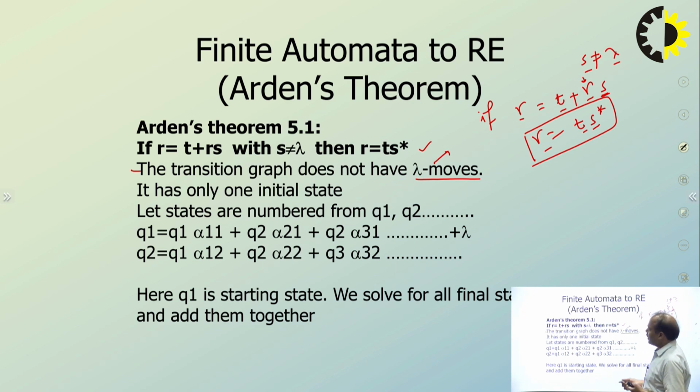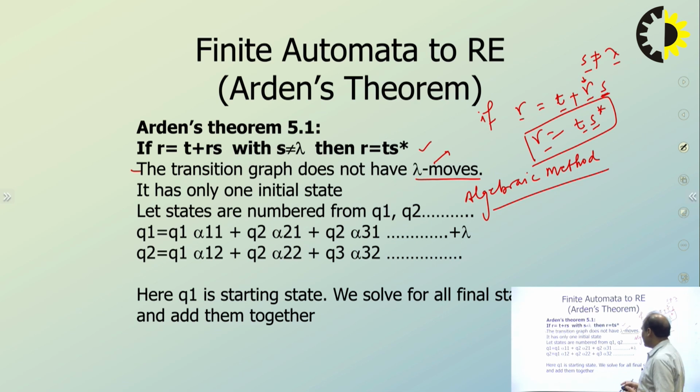It can be applied on NFA, but it has a problem with lambda moves. So if the NFA has lambda moves, you have to remove the lambda transitions. Second thing, it has only one initial state. It can have many final states, but the initial state is limited to one. Sometimes this Arden's theorem is also called the algebraic method to convert finite automata to regular expressions.